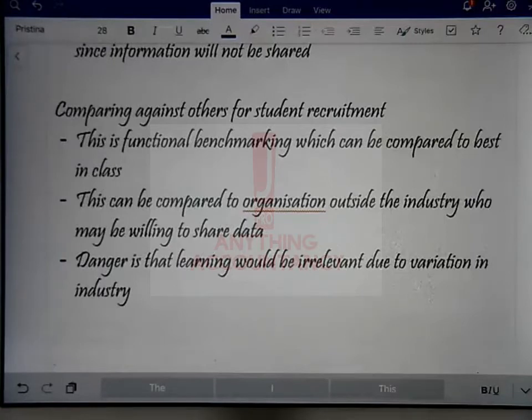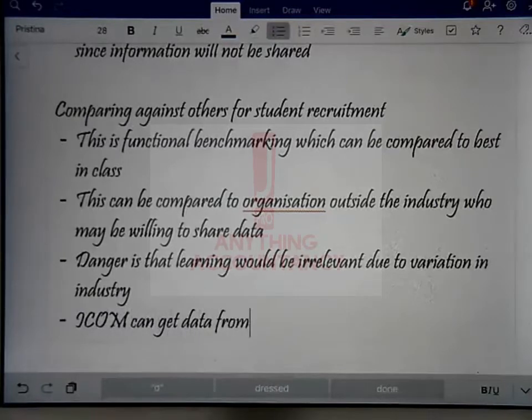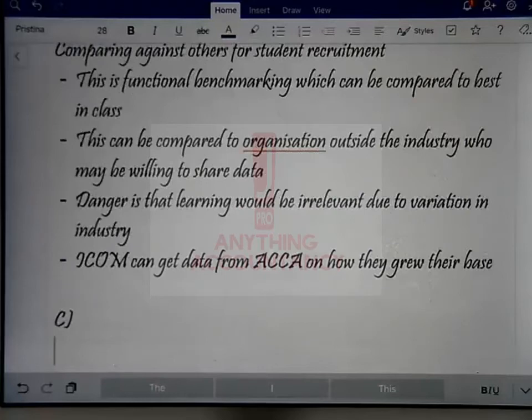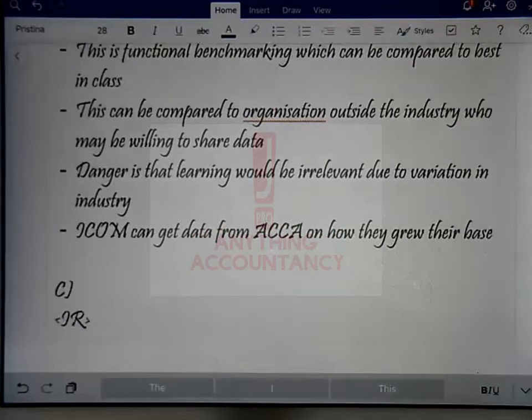That's about it. Follow? Right, last part, part C. How does IR help, right? You know how to write IR, right? That's the way you write IR short form. You know that, right?